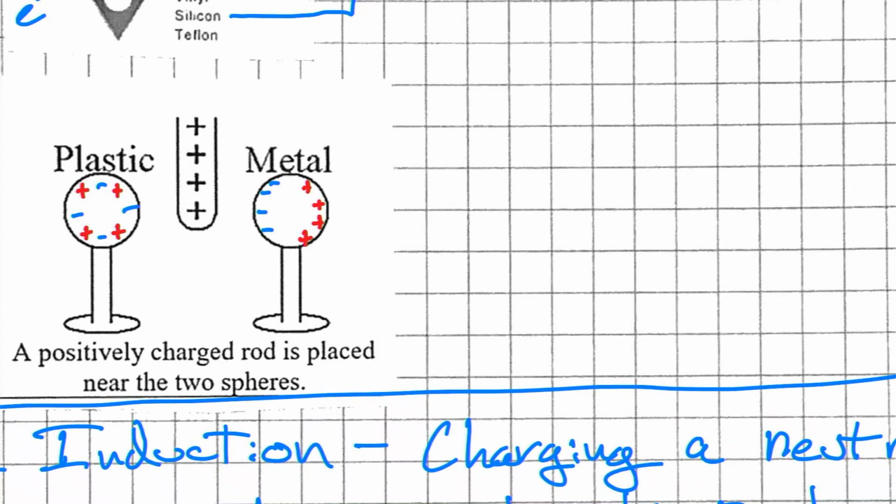I want to make a quick note about this. The insulator is slightly polarized.